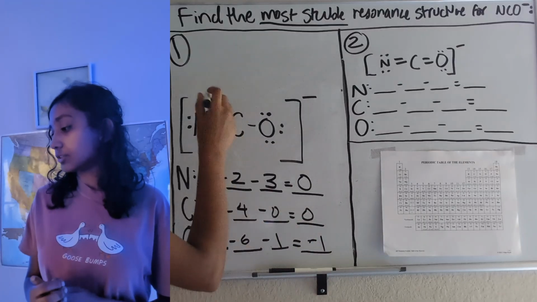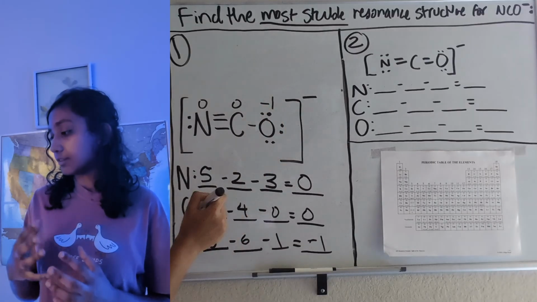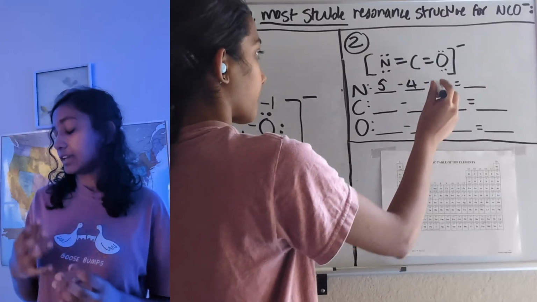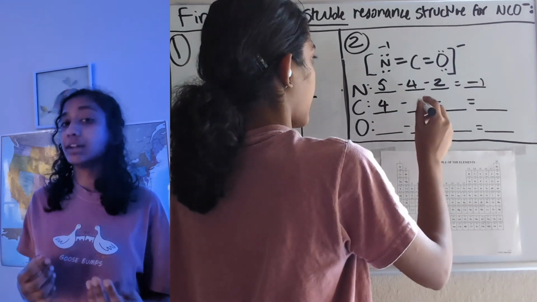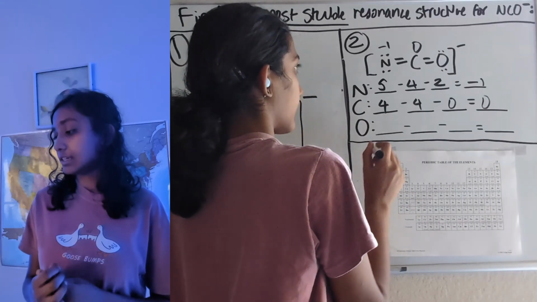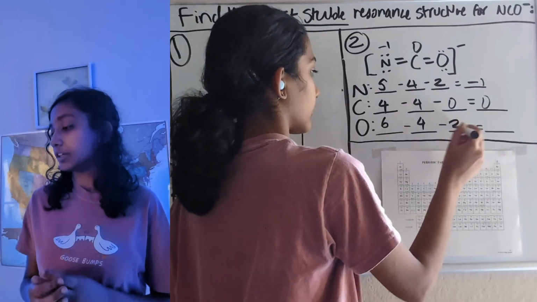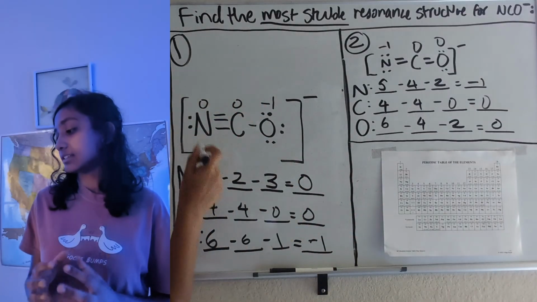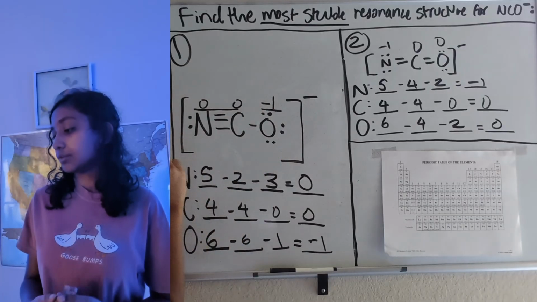For this resonance structure, the formal charge for N is -1. 5 valence electrons minus 4 unbonded electrons and 2 bonds. The formal charge for this carbon is 0. 4 valence electrons minus 4 bonds. And finally, the formal charge for this oxygen is 0. 6 valence electrons minus 4 unbonded electrons and 2 bonds. So, as you can see, the formal charges for these resonance structures are basically the same. 2 atoms with a charge of 0 and 1 atom with a charge of -1.